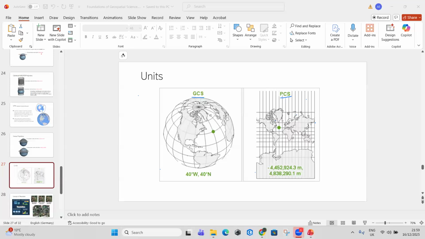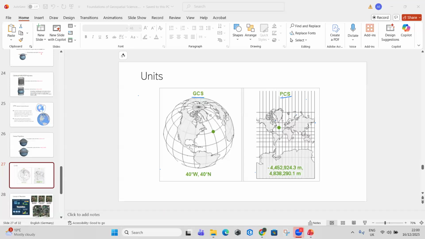What happens is, when you represent Earth as a spherical model, it is called a geographic coordinate system. It could be an ellipse or anything, but it is more like a 3D geometrical curved surface. But when we represent Earth on a plain paper, you can remember PCS, projected coordinate system, maybe P for plain paper. Whenever you represent Earth on a plain paper, it is called a projected coordinate system.